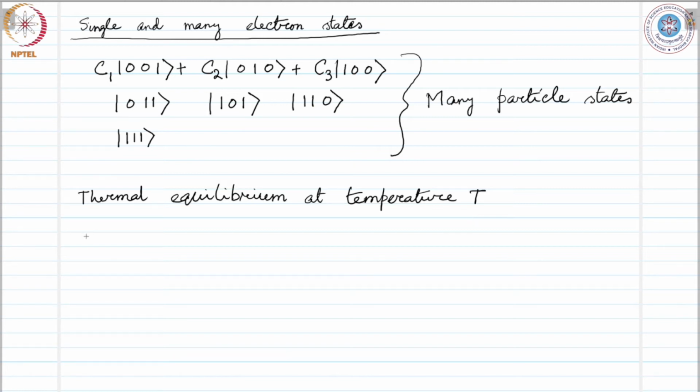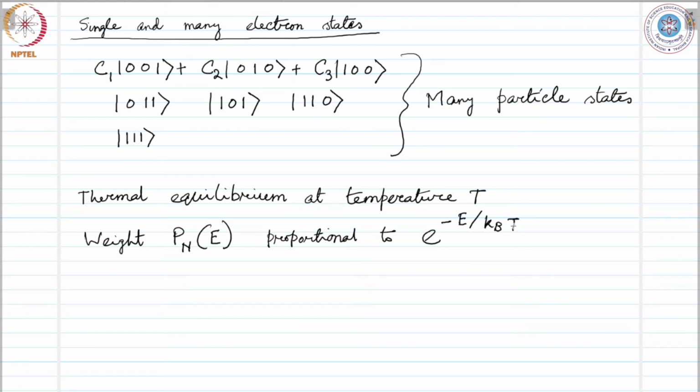So, the weight, if we call it P of the n particle system and E is the energy of that system, then it would be proportional to e power minus energy over the Boltzmann constant multiplied with temperature. You know this from statistical mechanics, and this was due to Boltzmann.